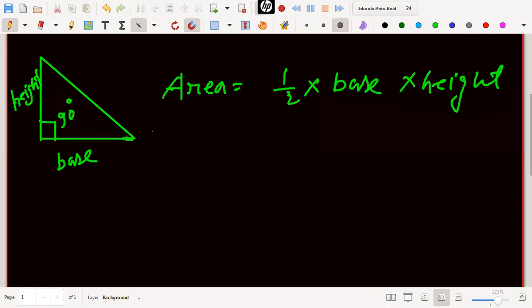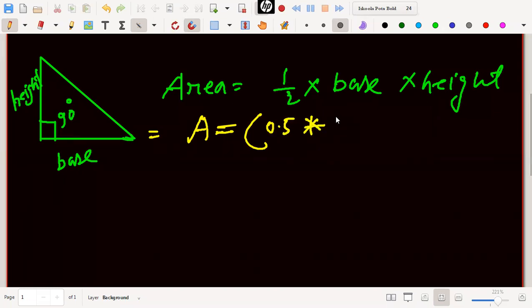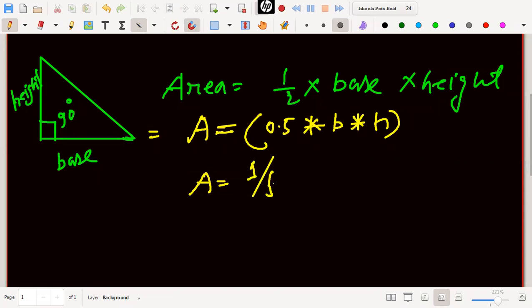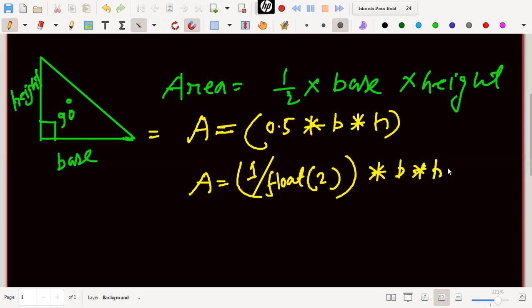Now for the variable names, you have to define short variable names. So A equals the C expression of this mathematical equation, which will be: half means 0.5 star base star height. The short variable name for base is B, and for height the short variable name is H. Or if we define float type variables, then A equals 1 divided by float 2, that is half, into base into height, and this expression is called the C expression.